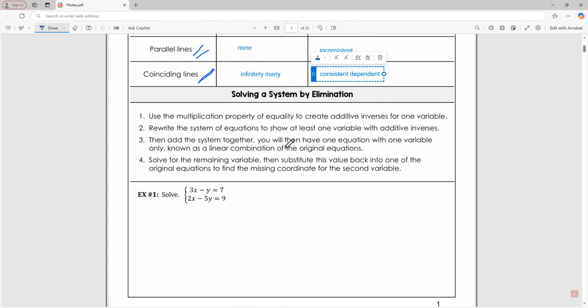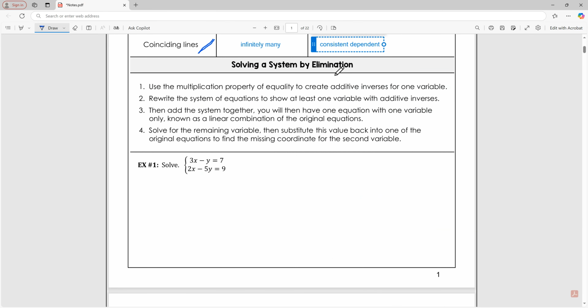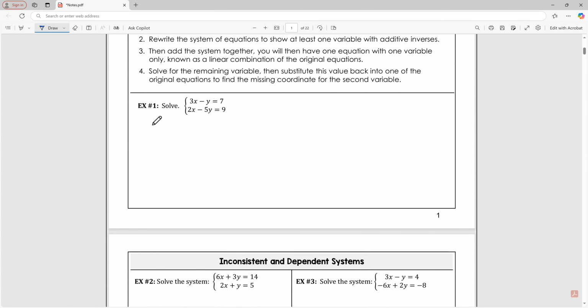So, my hope is that you all have seen solving via elimination before. This is where we use the multiplication property of equality to create the additive inverse of one variable. We're going to rewrite them so that the values of either x or y are exact opposites, add the equations together, and then solve for the remaining variable. But here's what I mean by it, okay? So here I have 3x minus y equals 7 and 2x minus 5y equals 9.